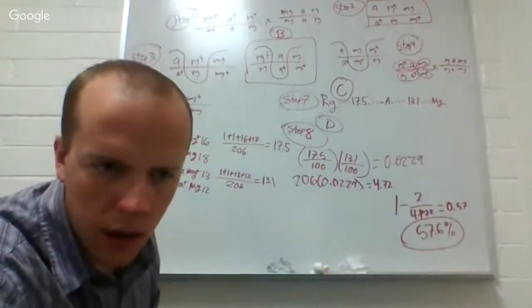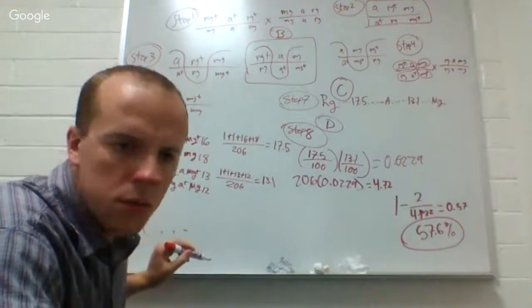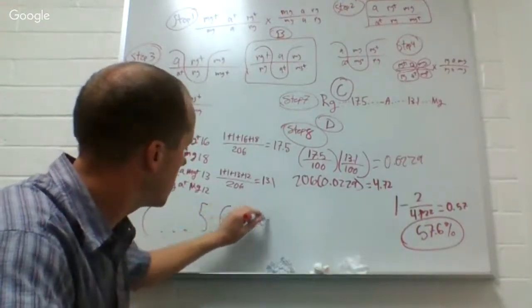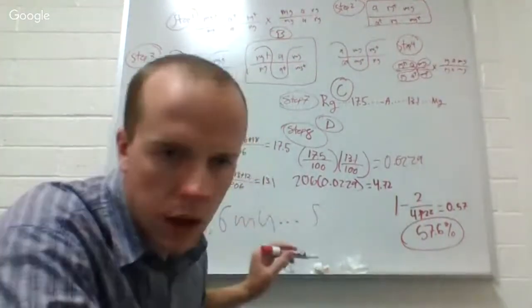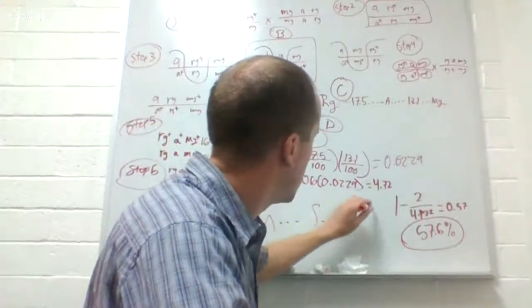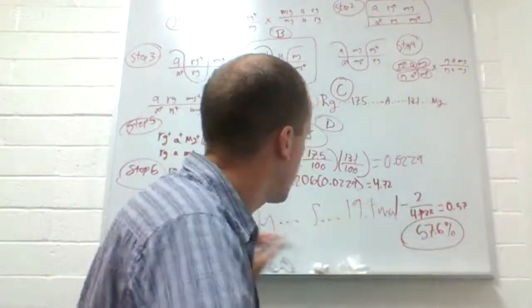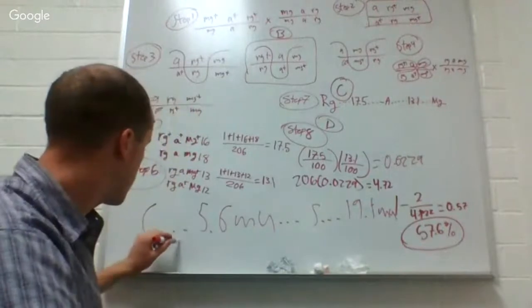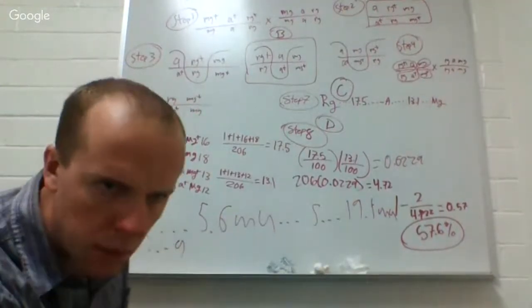So for this one, it's going to be C, 5.6 mu, and then going to be S, and then I run out of room here. Bring it down here, and G. Okay. So this is going to be the gene map.